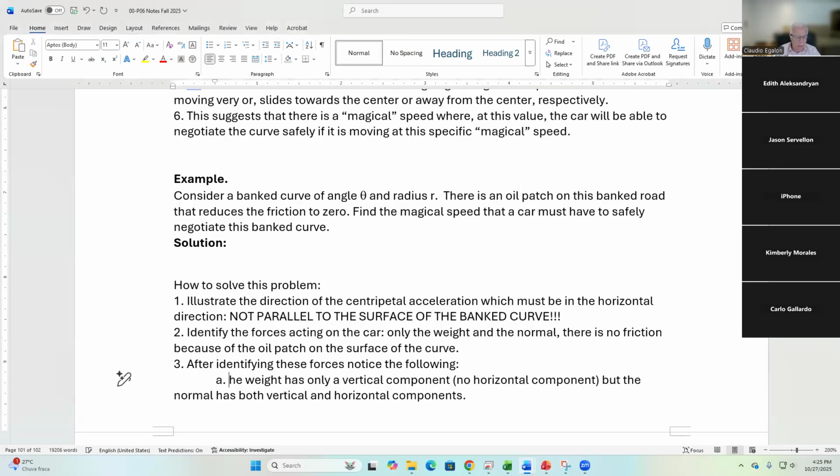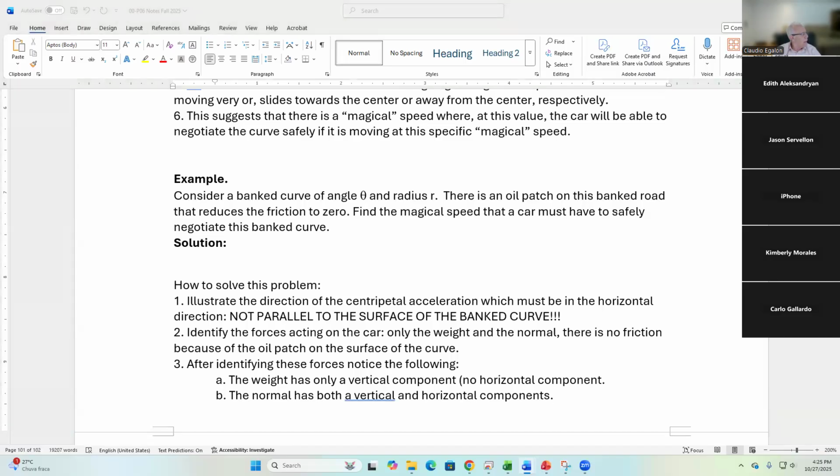The weight has only a vertical component. B, the normal has both a vertical and horizontal component.